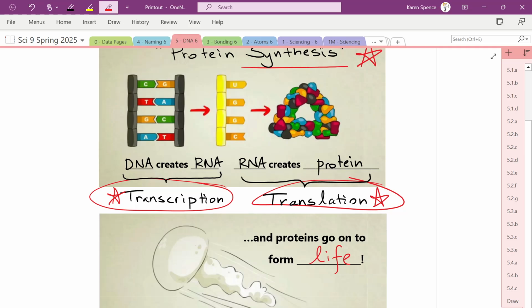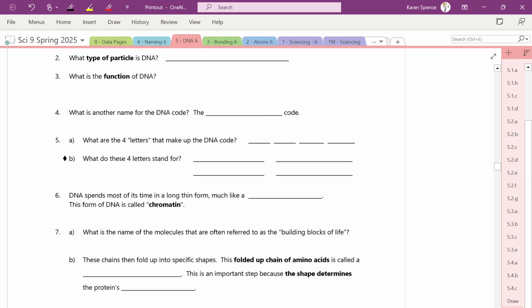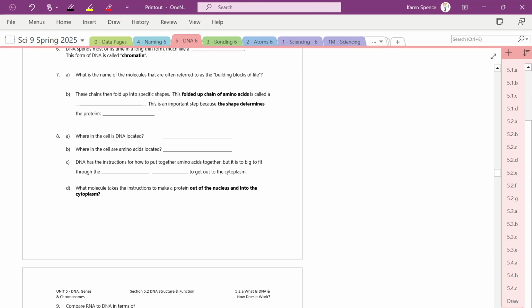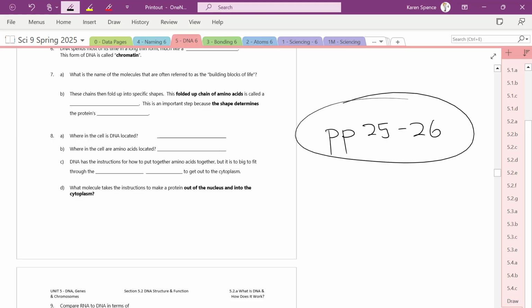All right, we're going to skip the next page for today. We'll come back to it tomorrow. You guys can work on pages 25 and 26. If you want to work ahead, you can, but pages 25 to 26, that's your homework. You might be able to finish it before you leave today.